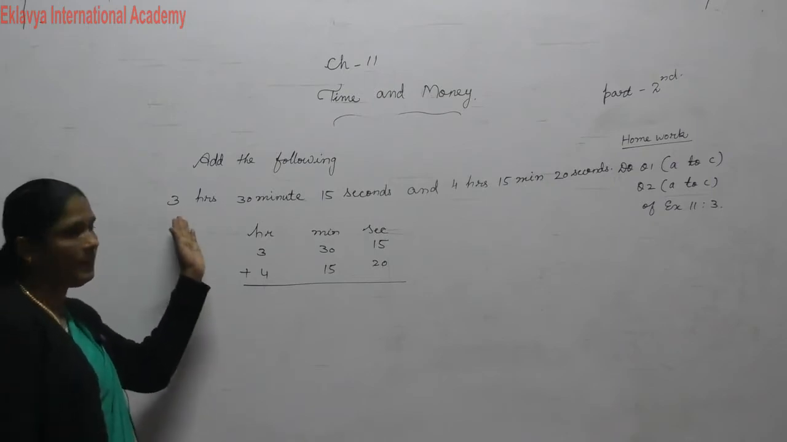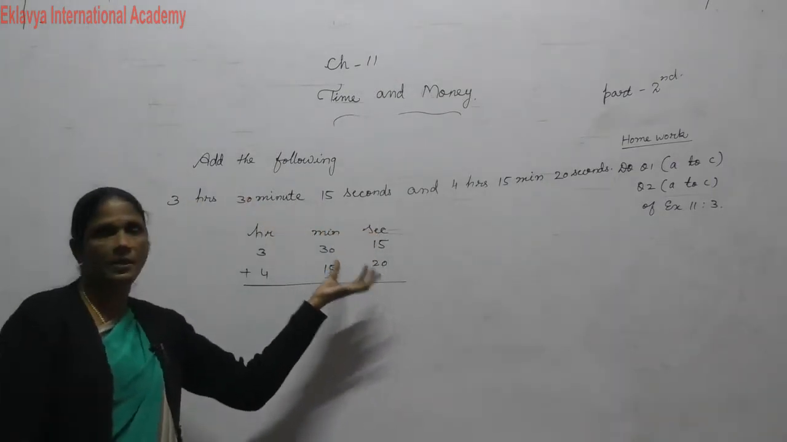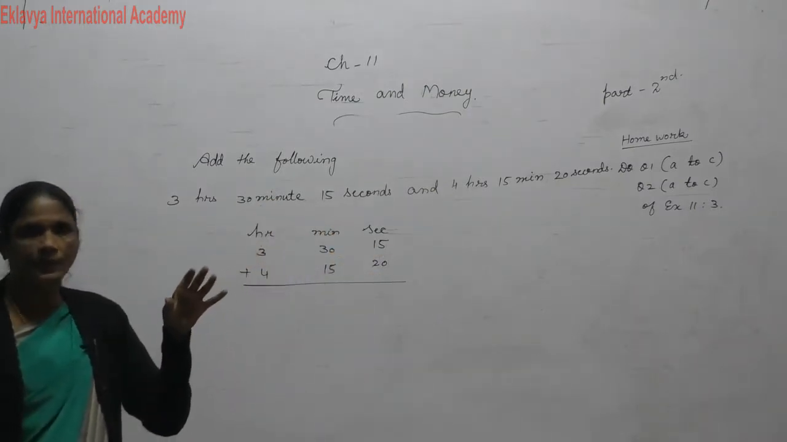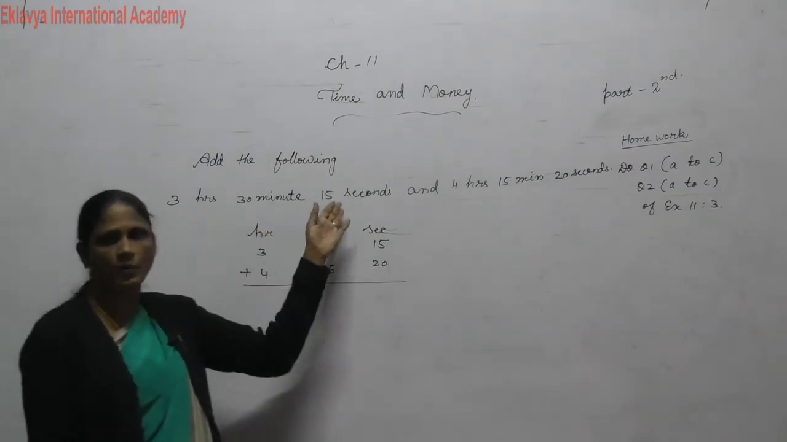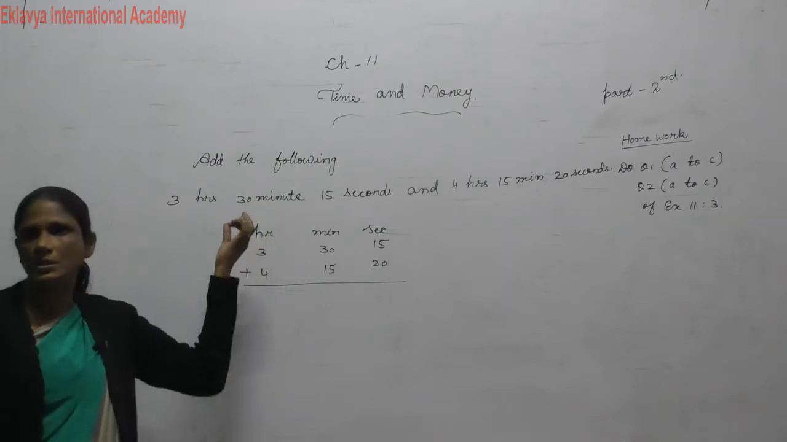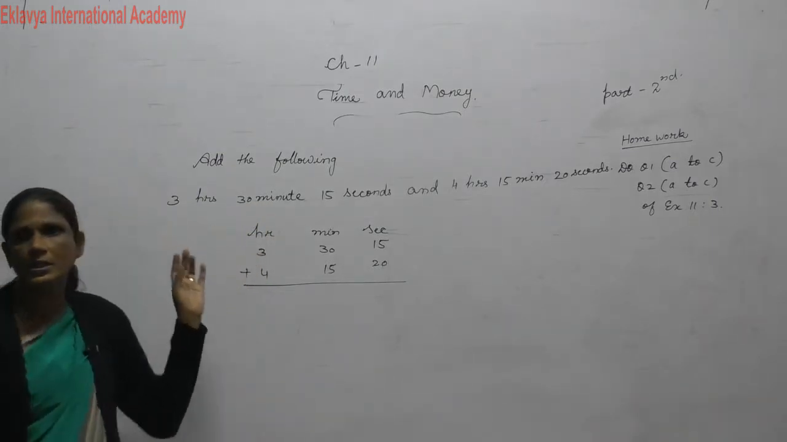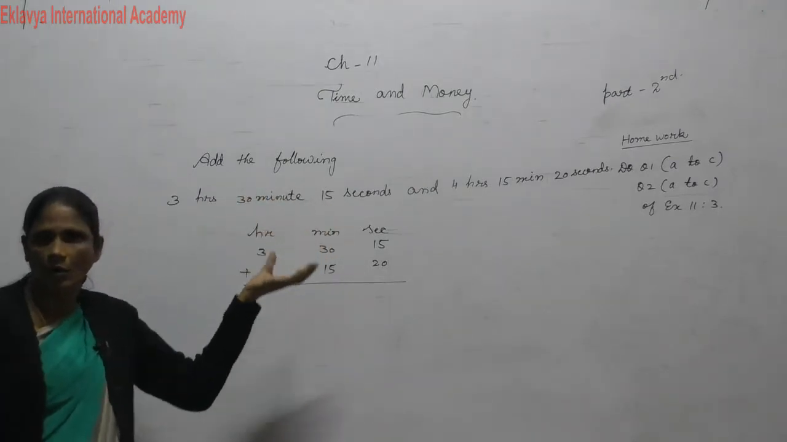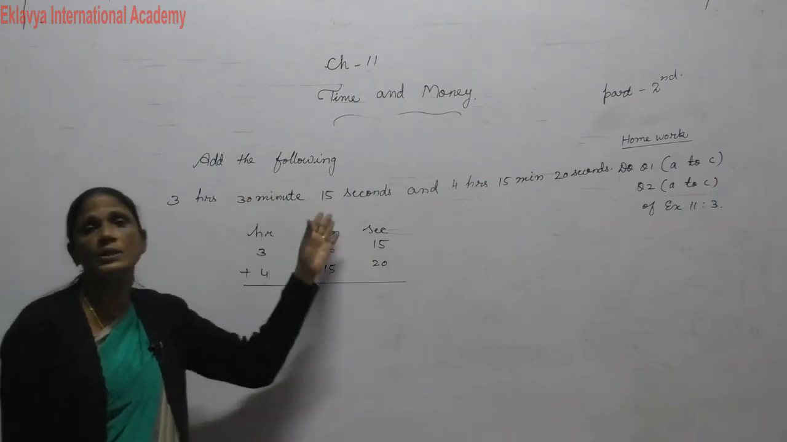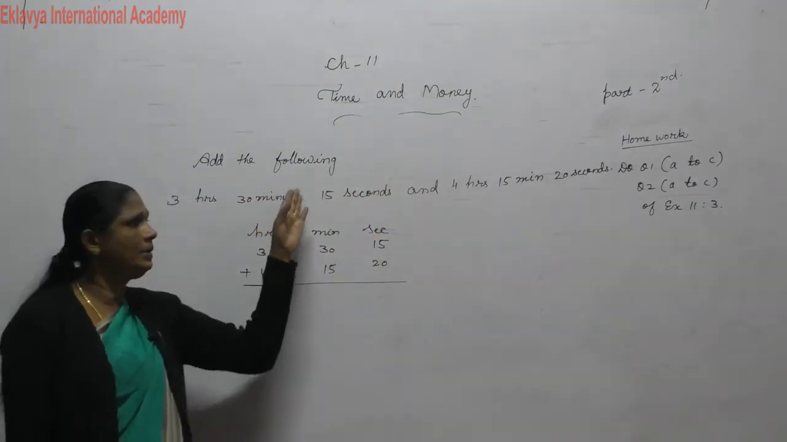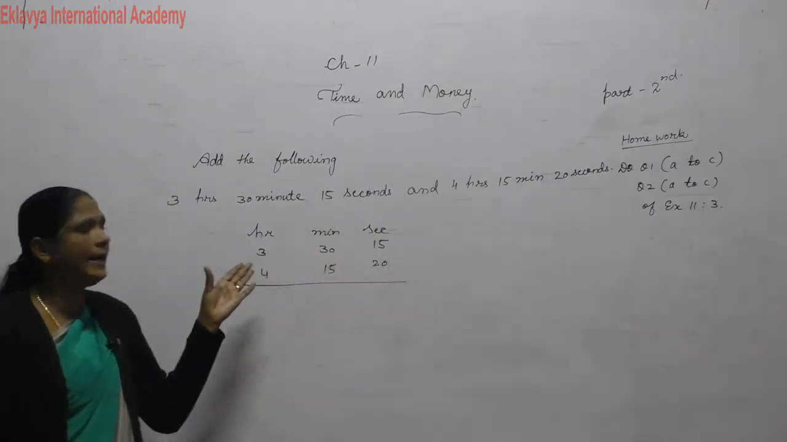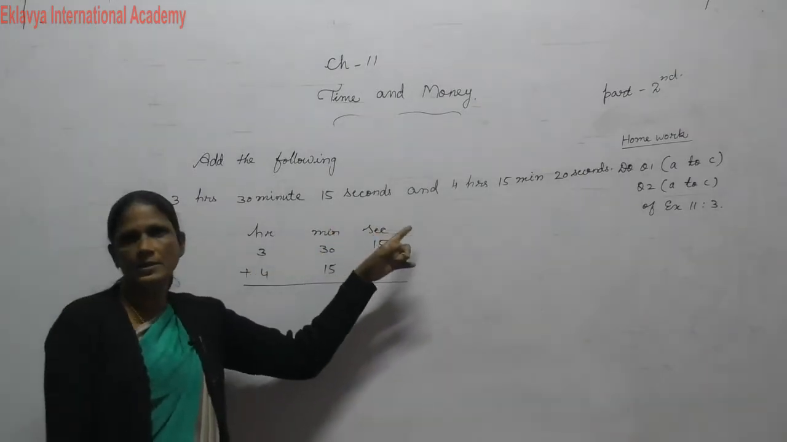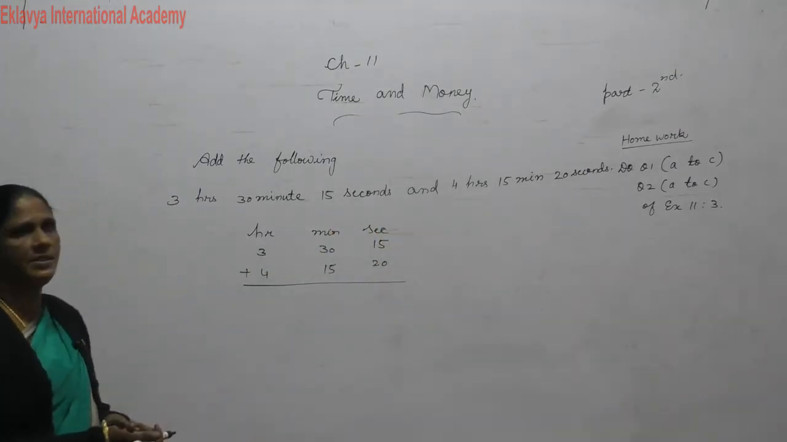Understand? First you arrange the time in columns according to your question. In some questions seconds are not given, in some questions minutes are not given, in some questions hours are not given. According to your question, you make the columns. In this question 3 units are given: hour, minute and second. Now we arrange this in columns and add these numbers.